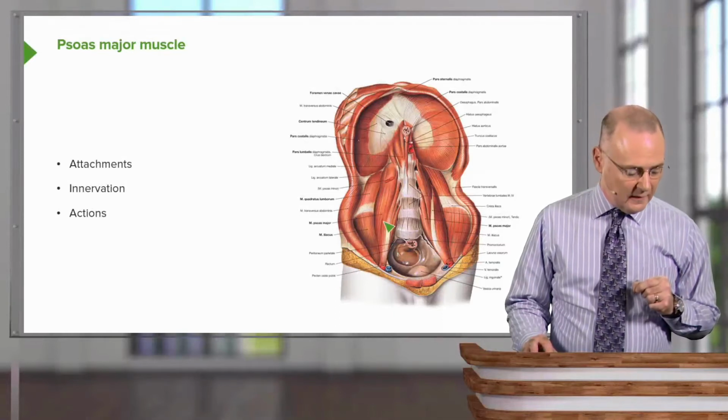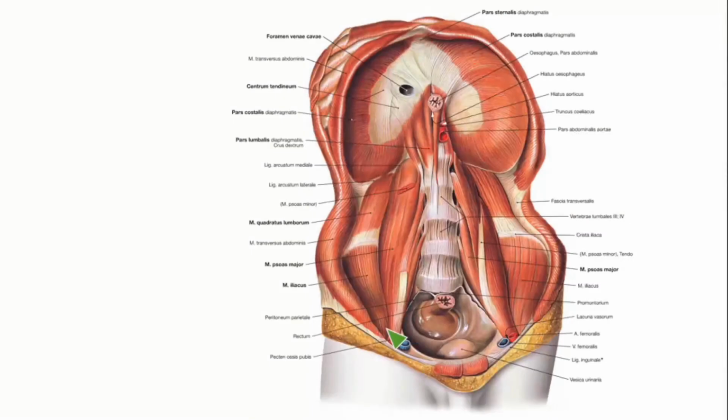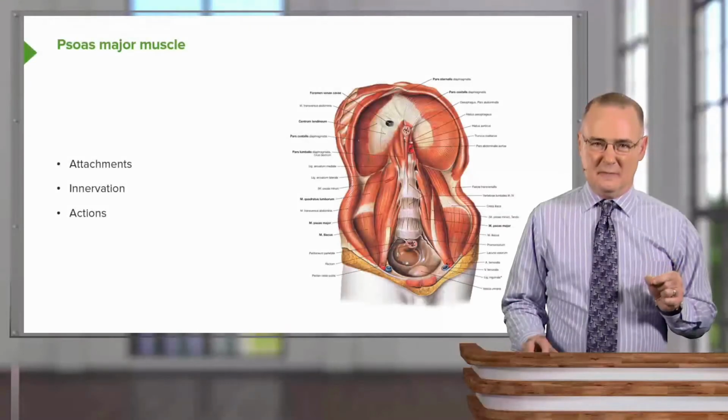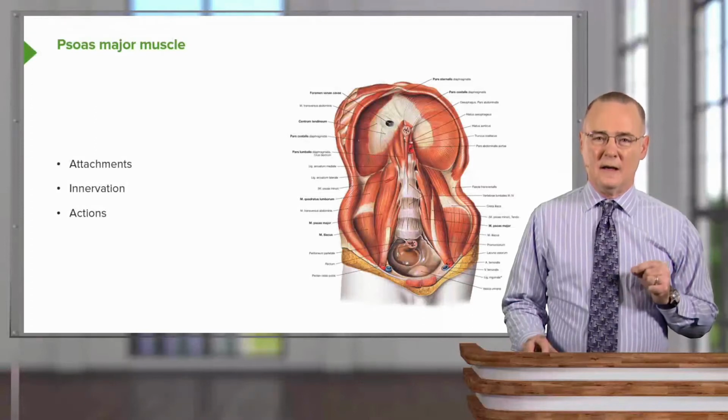The insertion will extend underneath the inguinal ligament to then insert on the lesser trochanter of the femur. The innervation of your psoas major muscle will be the anterior rami of lumbar spinal nerves L1, 2, and 3, and the primary function of the psoas major is to flex the femur at the hip. It is a very powerful flexor of the hip.